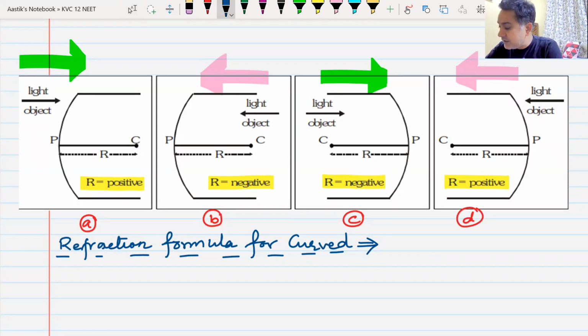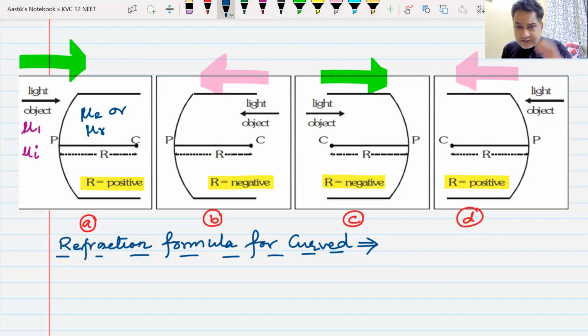The first term is mu1, or you can call it mu I. This is the refractive index of the medium where the object is placed or from where light is coming. Do we understand this? So I means incidence, 1 means the first medium from where light is coming. Then we have the second medium, the refracted medium. You call it mu2, or you can also call it mu r. Mu r is the medium in which refraction is happening, the second medium.